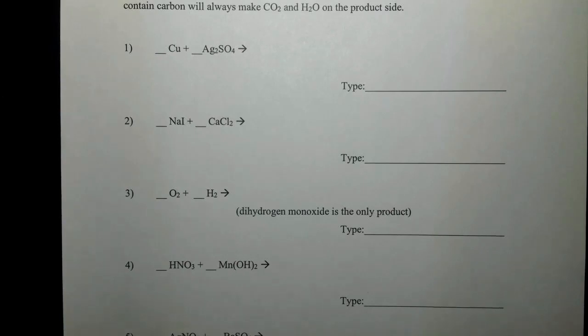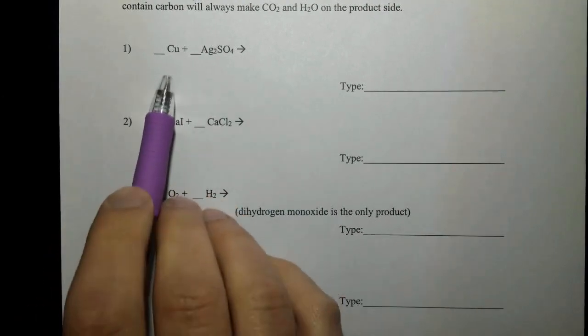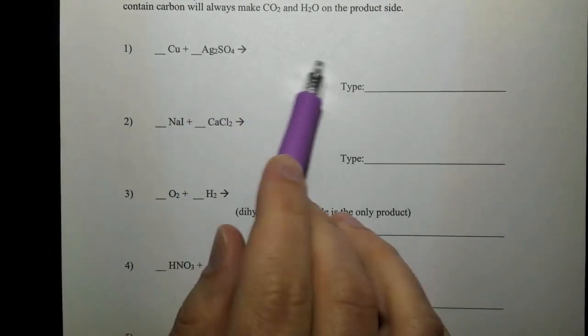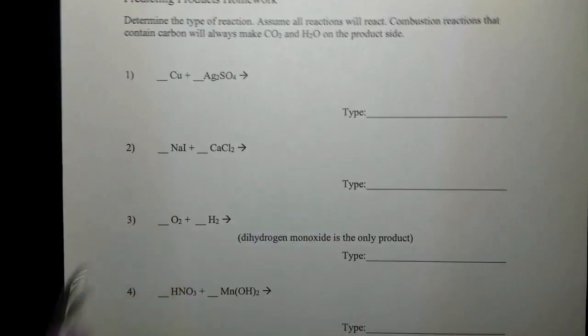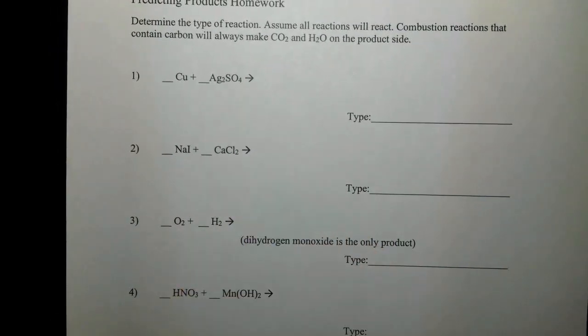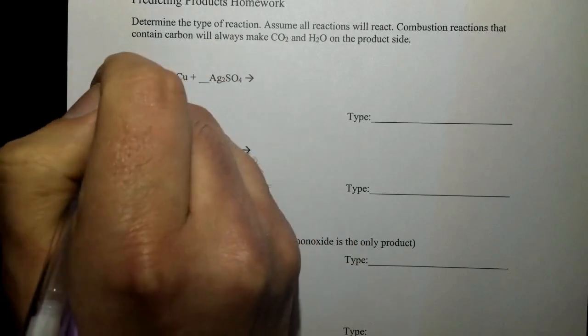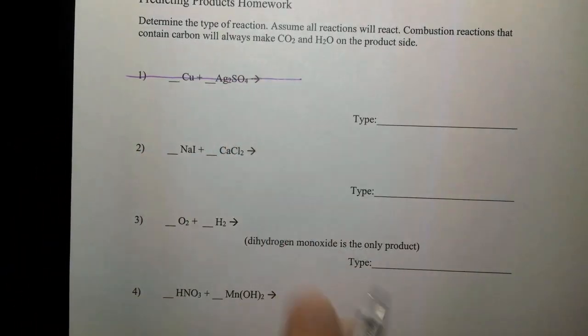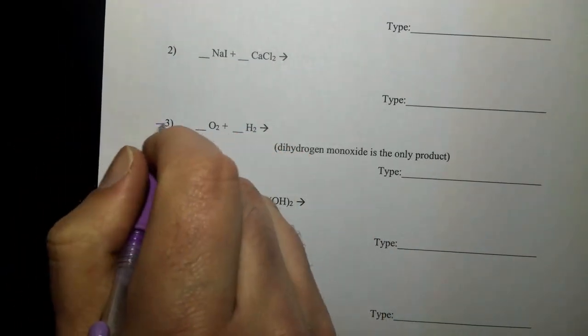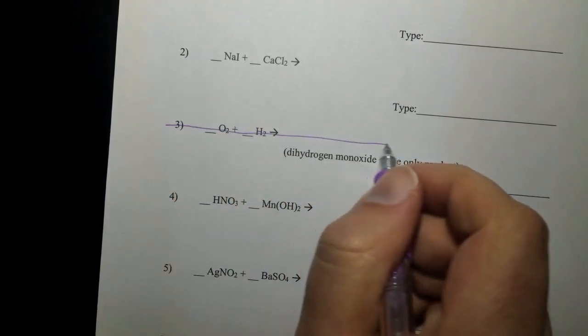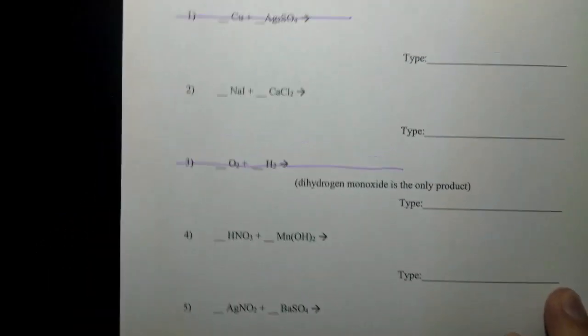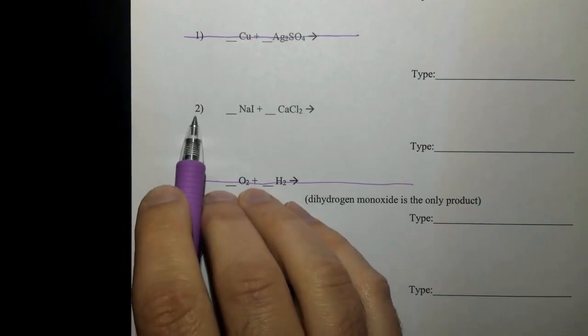What we're going to be looking at today is predicting products. We notice that we've got the reactant side filled out for us, but we don't have anything on the product side, so we're going to have to create that product side. We're going to get rid of number 1. Let's get rid of number 3 because we don't really see a lot of these problems either, and we'll just do the ones that were more frequent. We'll take a look at number 2.